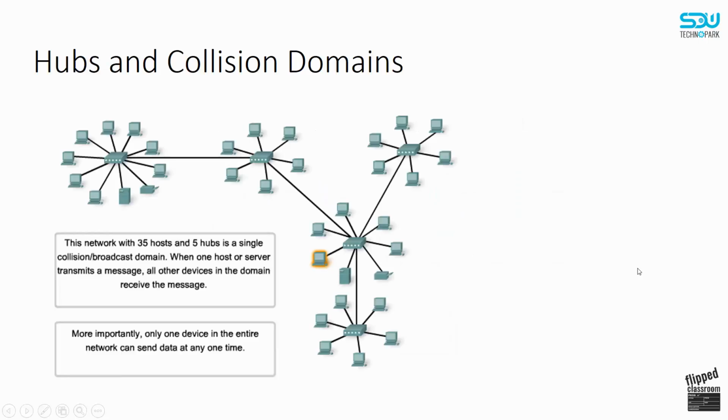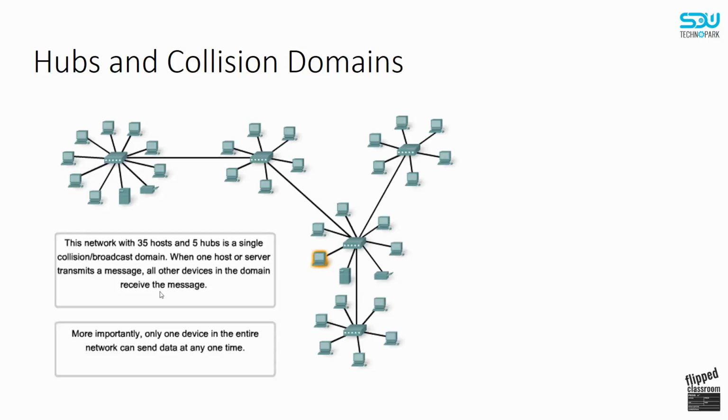Hubs and collision domains. When we are interconnecting our network by using hubs, we have a rule. This rule says that there must be no more than 35 hosts, and there must be no more than 5 hubs in that network.